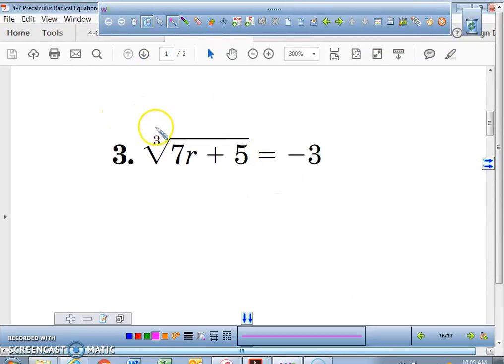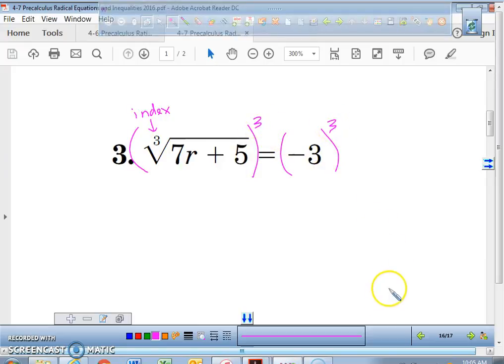All right, number 3, let's look at it real quick. What's the index for number 3? 3. So once again, what do we have to do to both sides? We have to cube both sides. Once you cube both sides, what do you have left on the left-hand side of the equal sign? Well, on the right-hand side, you're right, we have negative 27. What do we have on the left-hand side? 7r plus 5, because by cubing both sides, it gets rid of this radical.